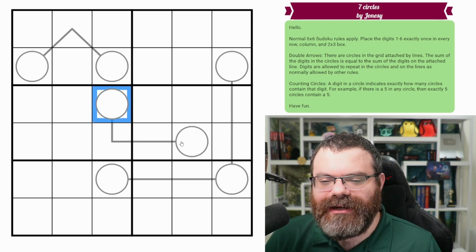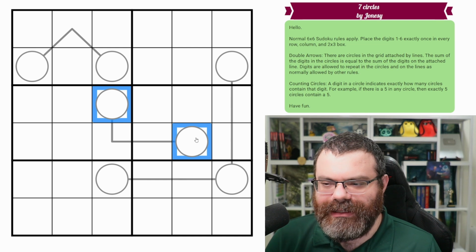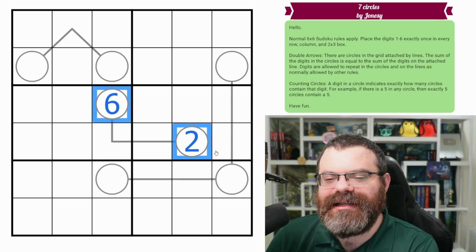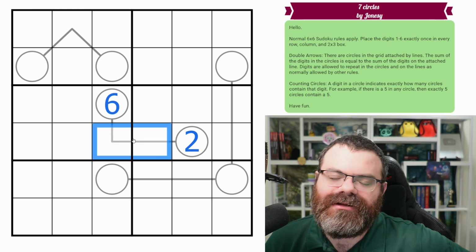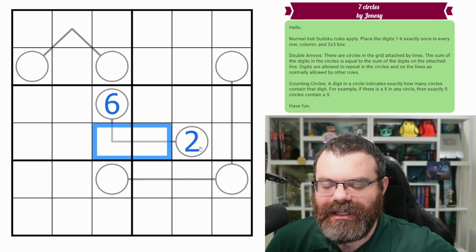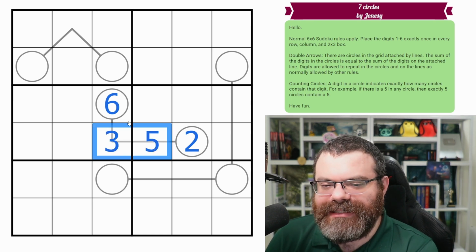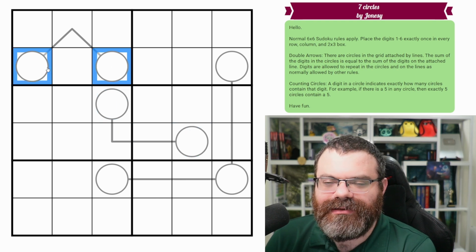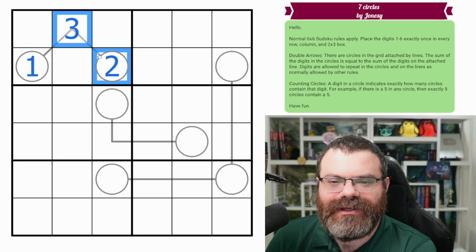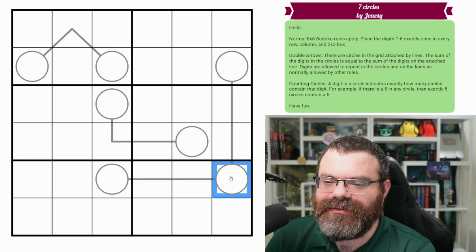So the way double arrows work is you take the digits in the circles, whatever they are. Say this is, I don't know, 2 and 6. That adds to 8. All of the digits along the line that connects the two circles must add to that same sum. So we could do, for example, 3 and 5. So these add to 8 and these add to 8. So here, it's almost like a reverse arrow. We could do like 1 and 2, that adds to 3. We'd put a 3 here. This here is just 2 overlapping double arrows that happen to share this circle.